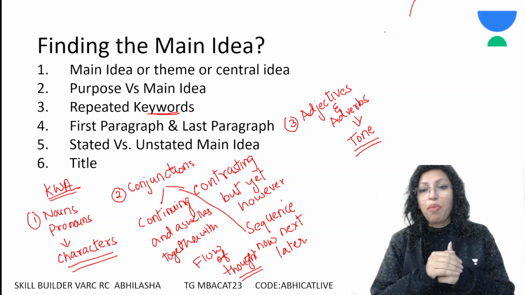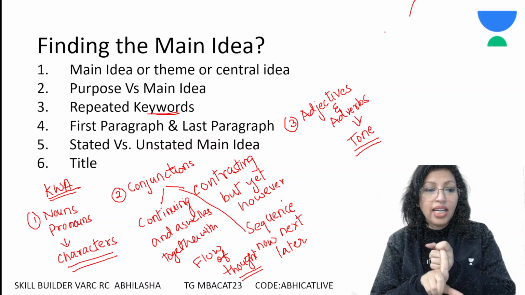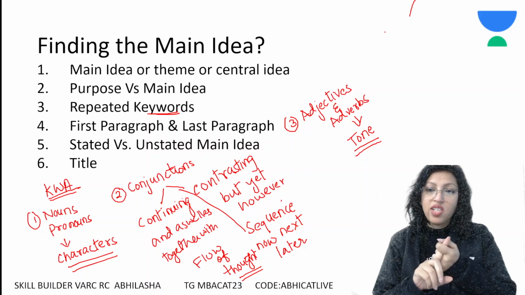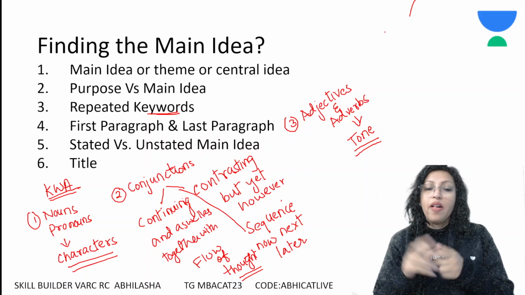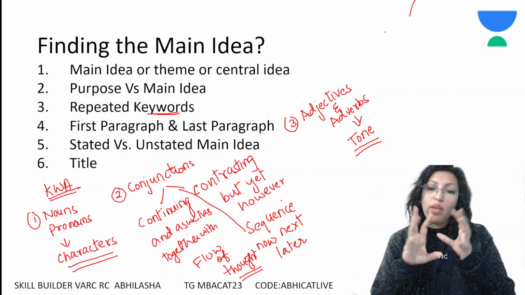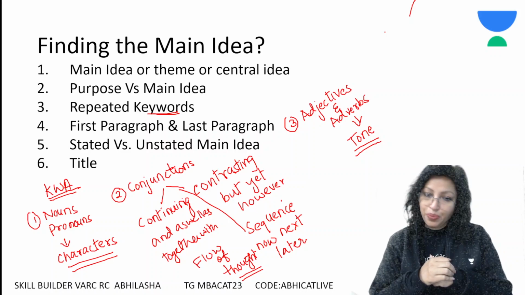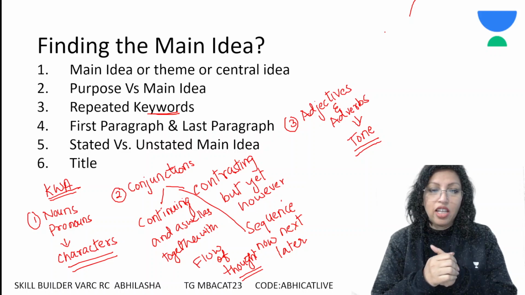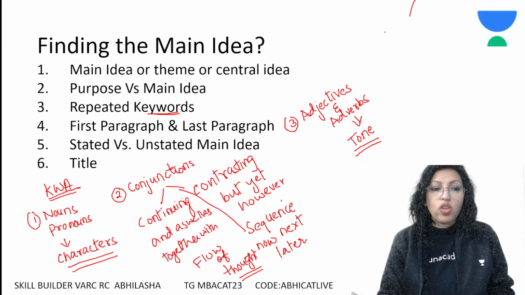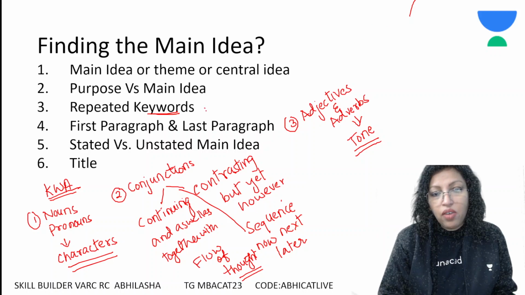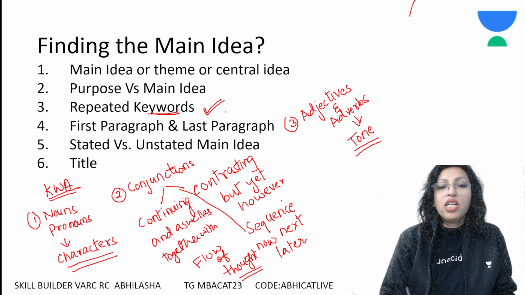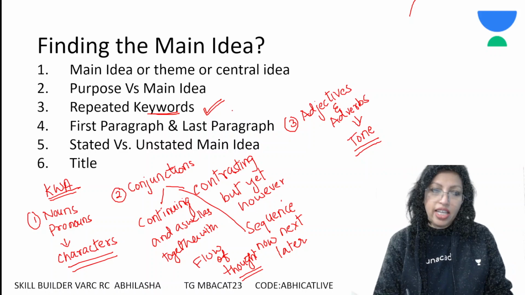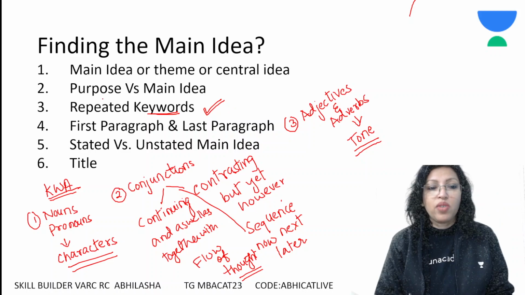So when we are reading the passage, it's very important for us to understand what the nouns and pronouns are to identify the characters in a passage. Number two, the conjunctions to help you identify the flow of thought. And number three, the adjectives and adverbs to help you identify the tone of the passage. When you've got these three sorted, you will be able to spot the main idea in the passage very easily. Okay. So therefore, I said the keywords are very important. The keywords in a passage will help you identify what the main idea or the theme or the central idea is.